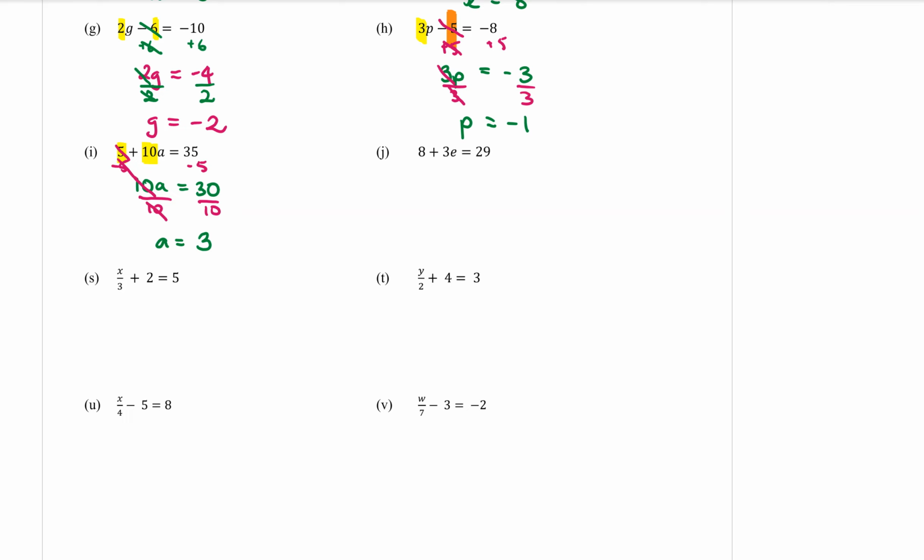J also has the terms switched around here. We've got 8 plus 3e. Okay, the e is multiplied by the 3 first, then we're adding the 8. So in reverse order, I have to get rid of the 8 first. So I'm going to subtract it to do the opposite. Cancel them off. 3e is left, and 29 take away 8 is 21. Now to get rid of the 3 with the e, we are going to divide by 3. Cancel that one away. And e is by itself. 21 divided by 3 is 7.